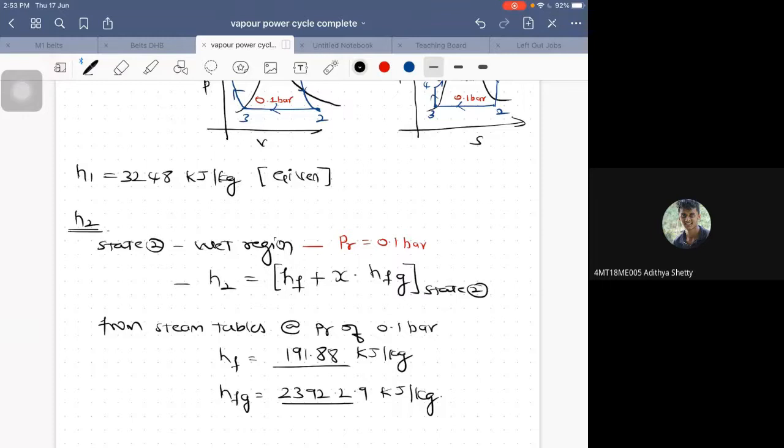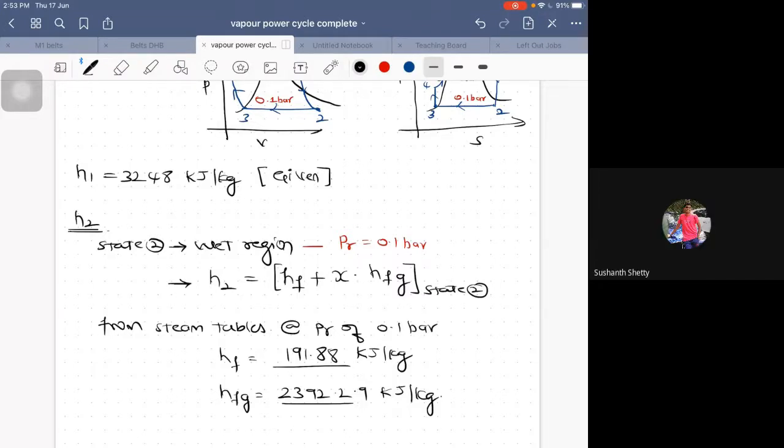So I know the value of HF. I know the value of HFG. Do I know the value of X at state 2? What is the dryness fraction at state 2? Do I know the value? Is that particular dryness fraction value given or not? No. Not given.